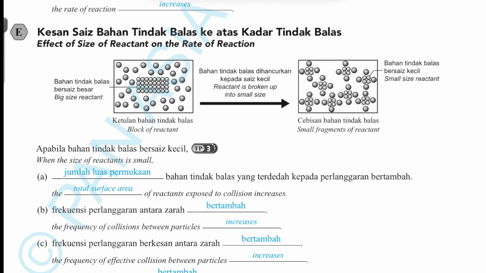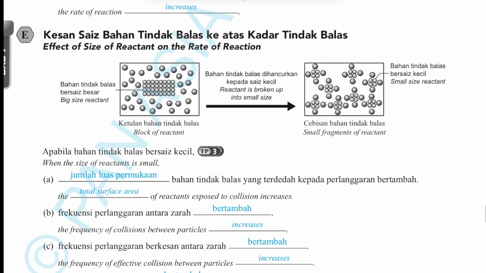Jadi kalau kita nak jelaskan tentang effect of factors ni to the rate of reaction, mesti sebut benda ni. Mesti sebut semua ni ya. Mesti ada total surface area, mesti ada frequency of collision, mesti cakap pasal frequency of effective collision, mesti cakap tentang rate of reaction increases or decreases. Mesti cakap. Jadi tak kamu akan hilang markah.